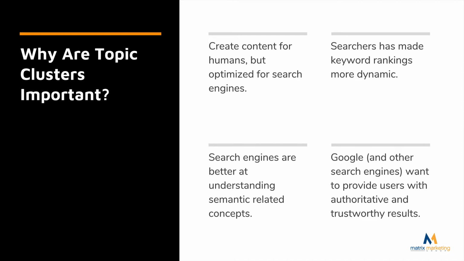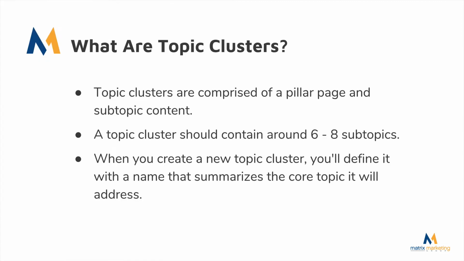And Google and other search engines want to provide users with authoritative and trustworthy results. One way to show your authority to your target audience and search bots is to consistently create useful and accurate content around a topic, rather than one-off pieces targeted at a particular keyword. So you may be saying to yourself now, so what do I do now?